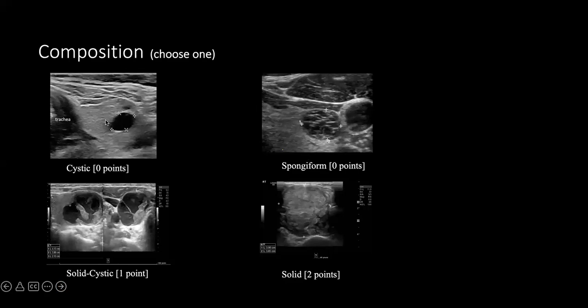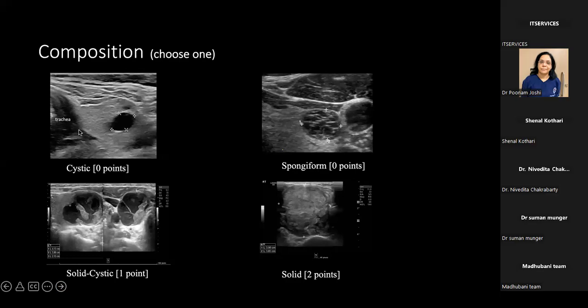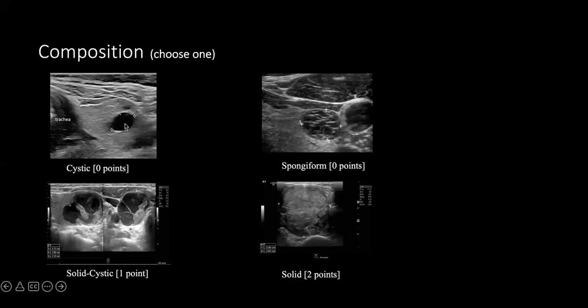So as I told you, cystic, that means there's nothing. It's clear. So this is the thyroid parenchyma, normal thyroid parenchyma. This is the left lobe. So here is the trachea. This is the left lobe of thyroid, and you can see that this is a nodule, which is completely black, completely dark. So nothing is there, no solid component, no septate, nothing. So the cystic, 0 points.